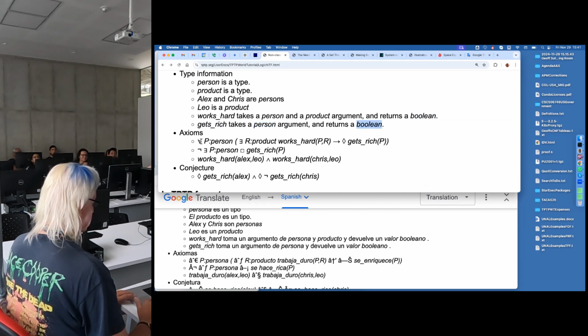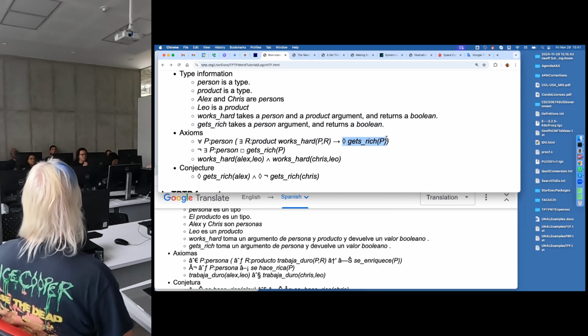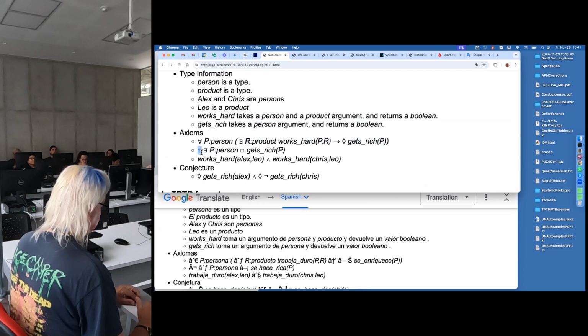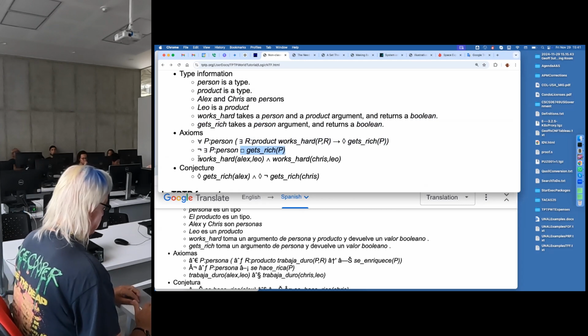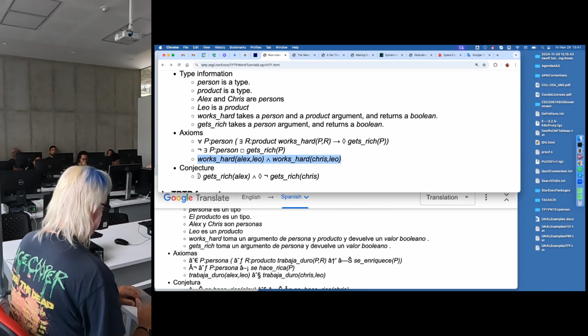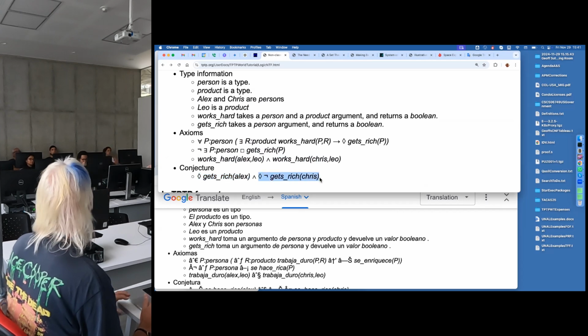So here we see it written in logic. For every person P, if there is a product and P works hard, then it's possible that P will get rich. So the diamond is possible. Yeah? Similarly, it is not the case that there is a person for whom it is necessary that they get rich. Nobody will definitely get rich. It's not necessary. Alex and Chris work hard on Leo, and now we want to prove it's possible that Alex gets rich, and it's possible that Chris does not get rich.